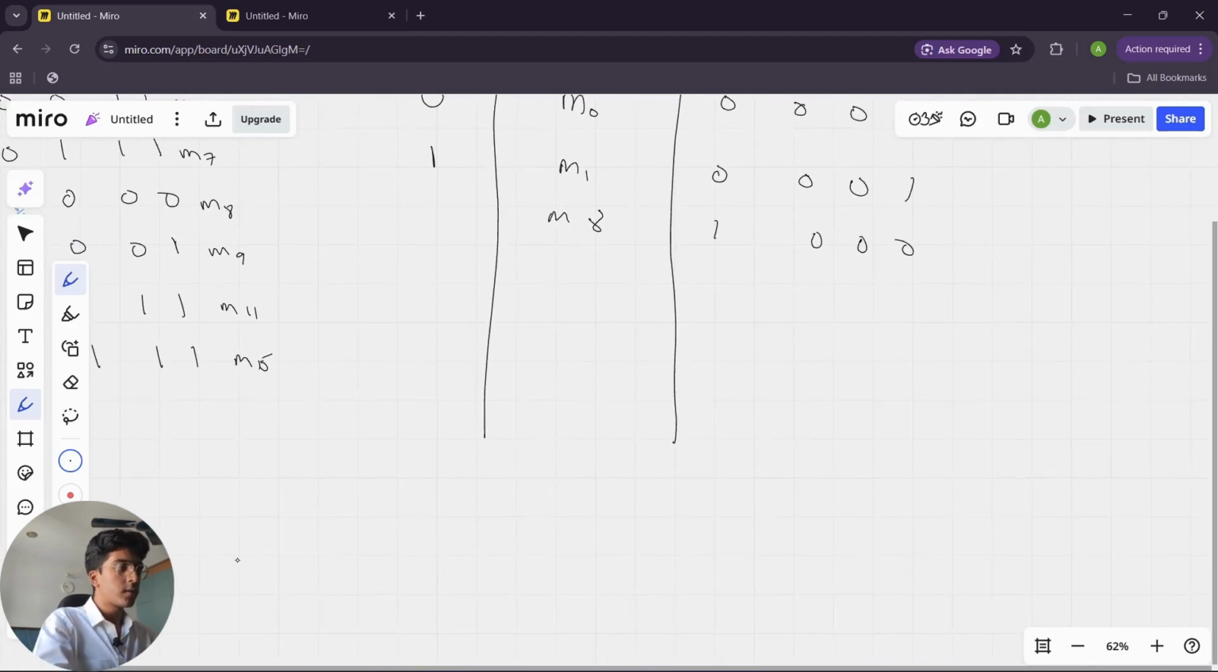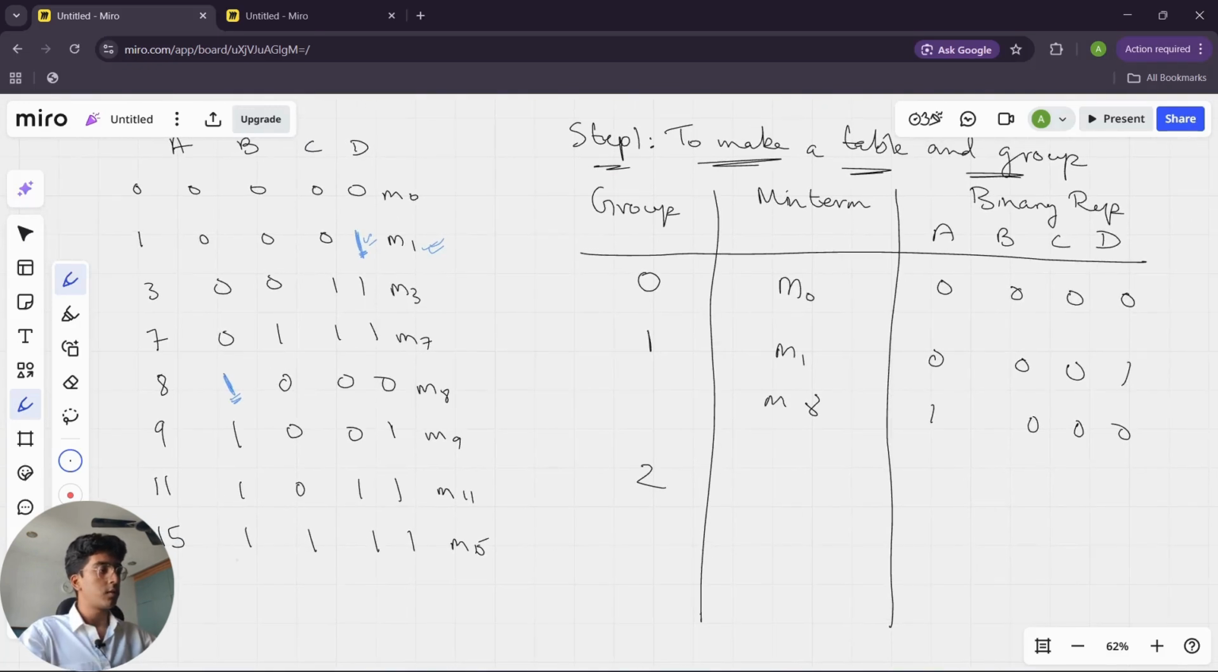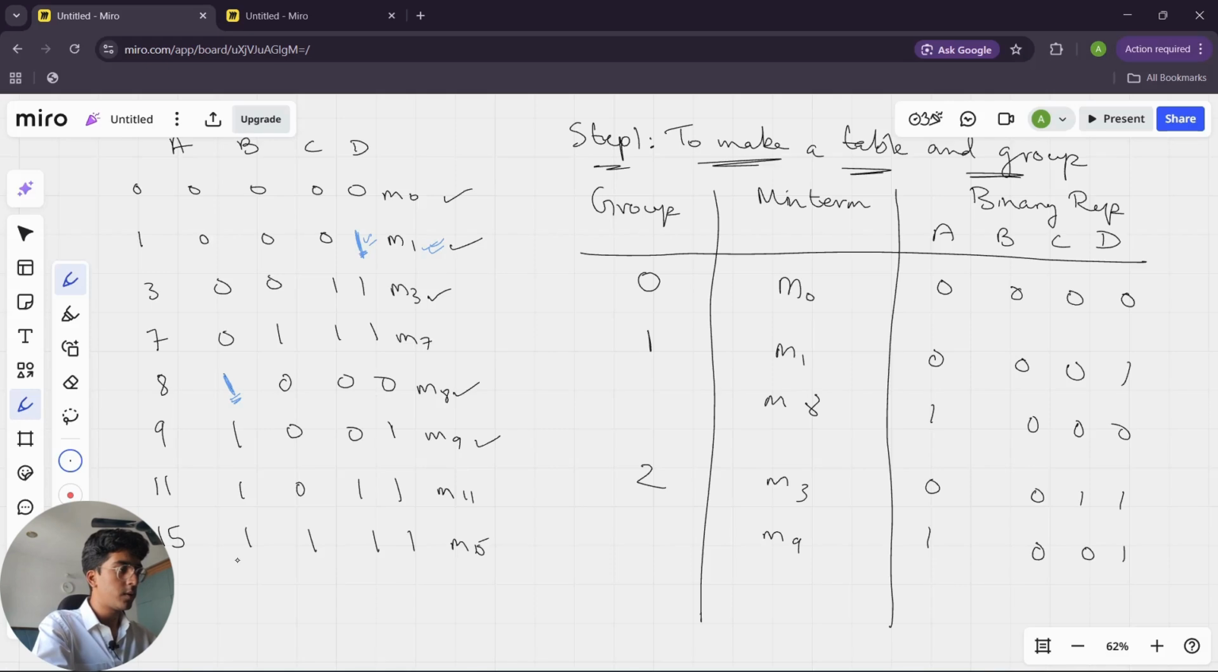Let's take 2. In group 2, how many minterms have only two ones in them? We have m3 which has two ones, and we'll tick the ones that are done. m0 is done, m1 is done, m8 is done. Now m3 has two ones, we'll tick that as well. And m9 has two ones. That's it. So group 2 has m3 and m9, they both have two ones. Just write that down properly: 0 0 1 1 and 1 0 0 1. This is the second group.